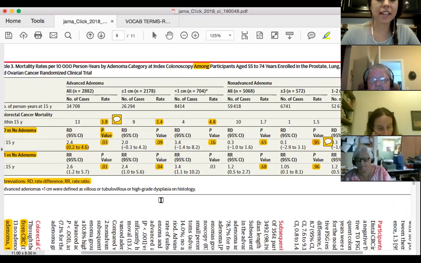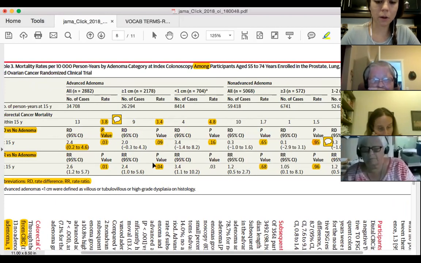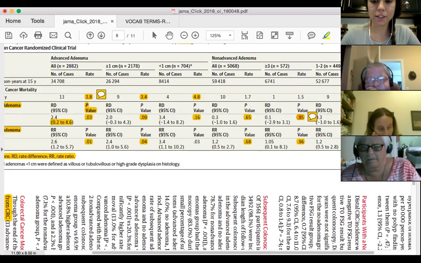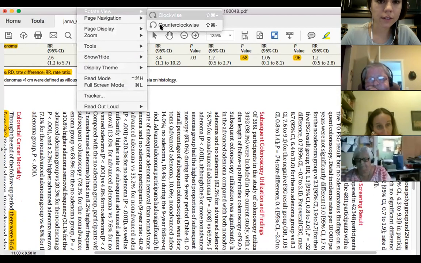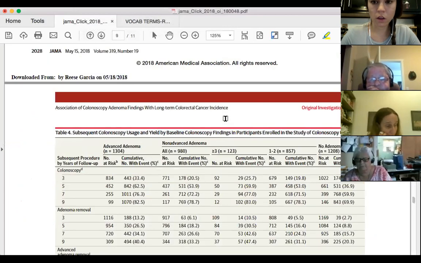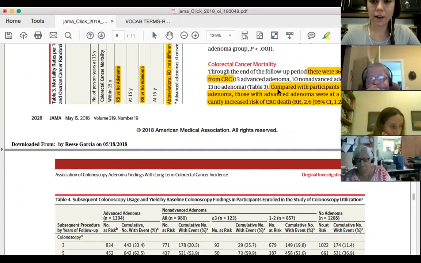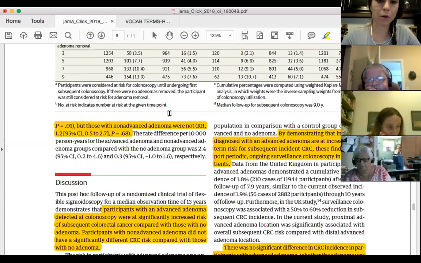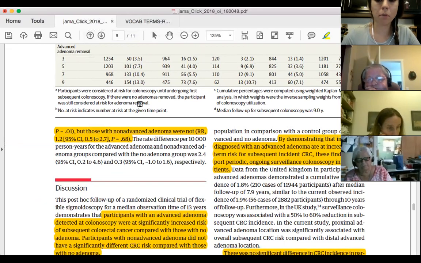But what this is saying is that there is a difference in developing colorectal cancer between those with an advanced adenoma versus no adenoma. And so then when you come down here, you see that compared with participants with no adenoma, those with advanced adenoma were at significantly increased risk of CRC death. So the risk was much higher with those with advanced adenoma, however, not with those with non-advanced adenoma. So this is the bulk of what they're trying to answer.